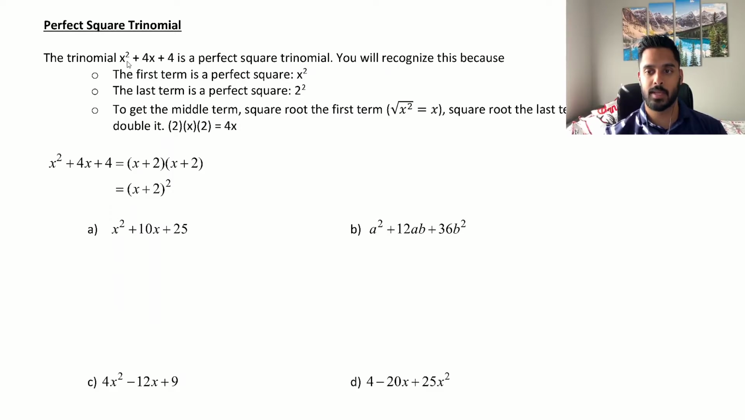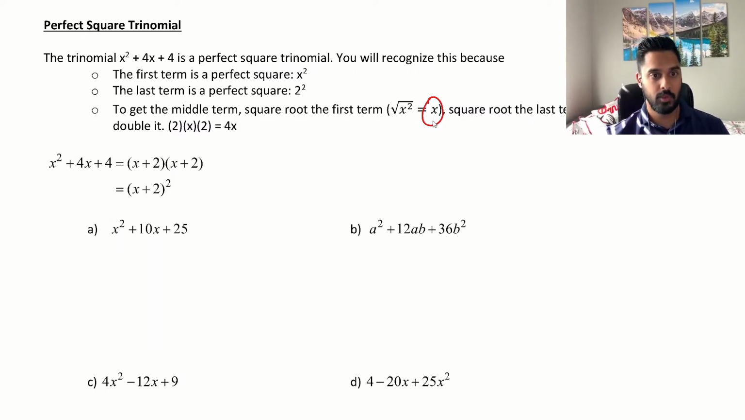So x squared is absolutely a perfect square. Last term is a perfect square as well, right? 4 is the same thing as 2 squared. Now in order to get that middle term, we're going to take the square root of the first term, so the square root of x squared is x. We're going to square root the last term, square root of 4 is 2, multiply them together, and then double it.